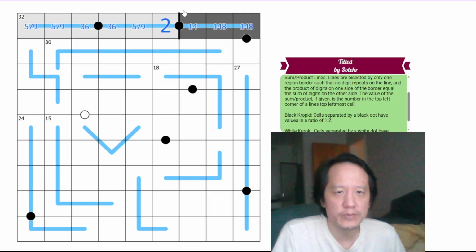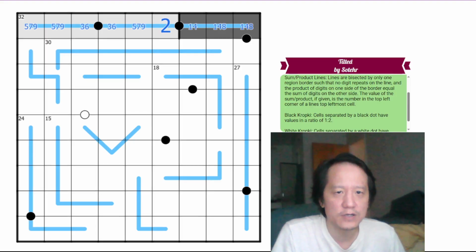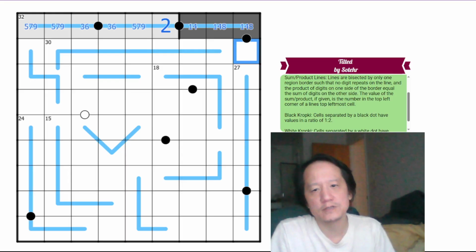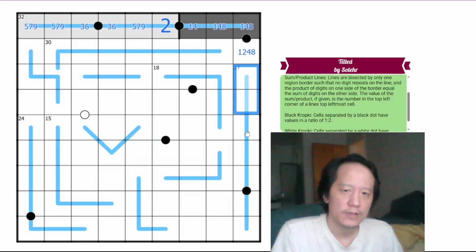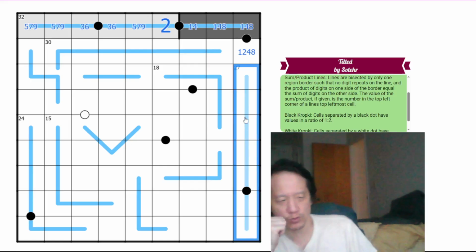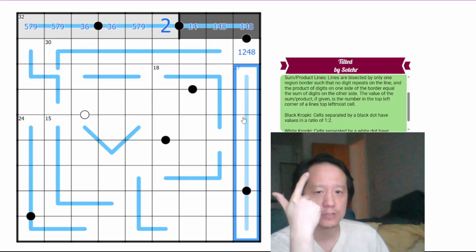Let's draw a boundary around the rest of the grid. We have, this is 1, 4, 2, 8. So this is also 1, 2, 4, or 8 here. This must multiply to 27. The only way you get to multiply to 27 is 3 and 9. So it's either 2 digits or it's 3 digits. You can have a 1 multiplying with it.